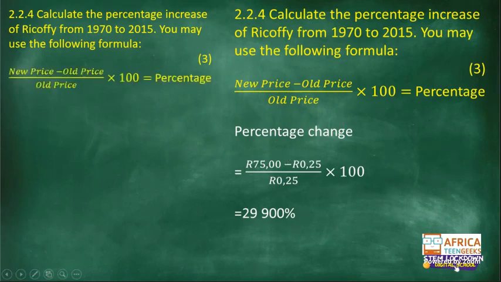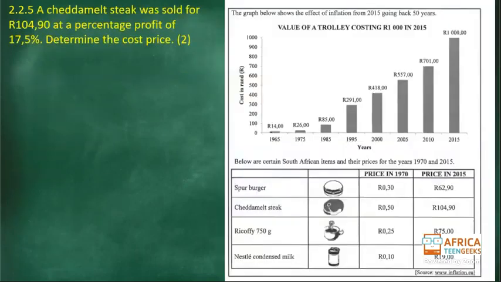So always pay attention to the formula, ne? They've told you exactly which formula to use. So that was easy enough. Lucky you were even given the formula. All you have to do right now is just substitute the answers in here. And then next question, 2.2.5.